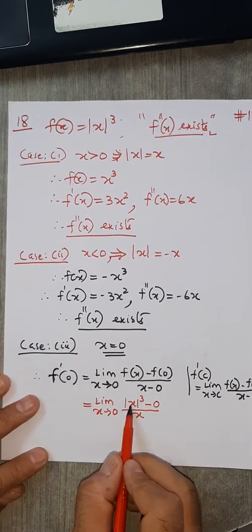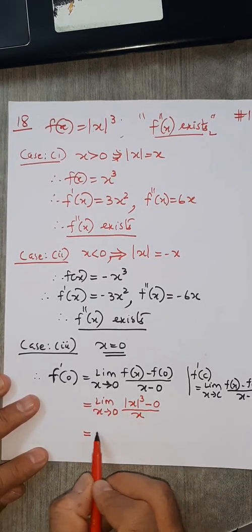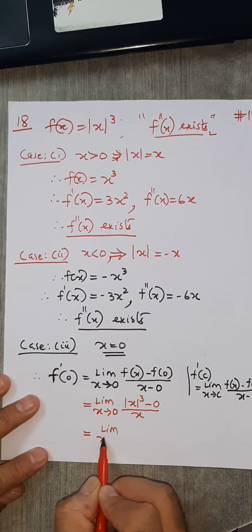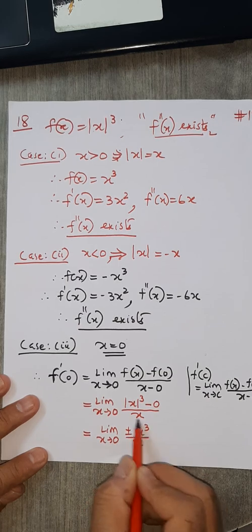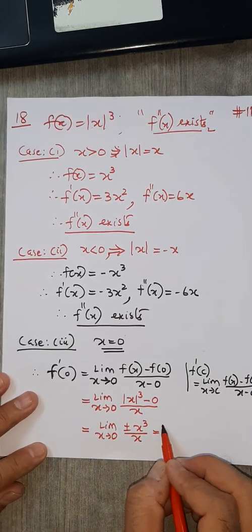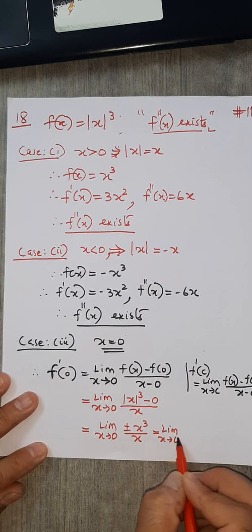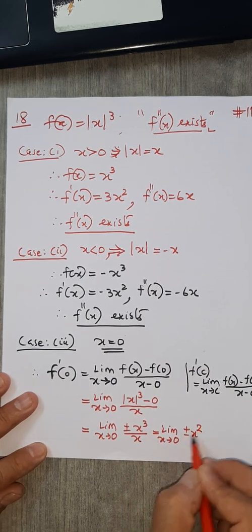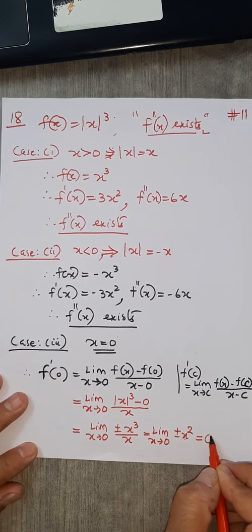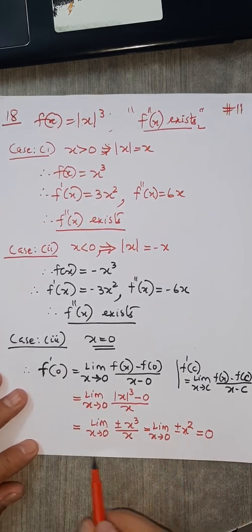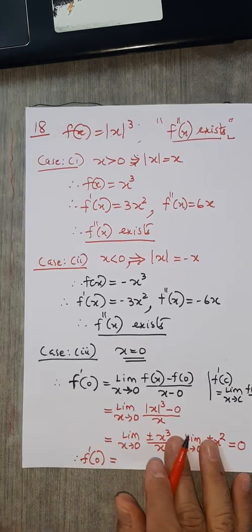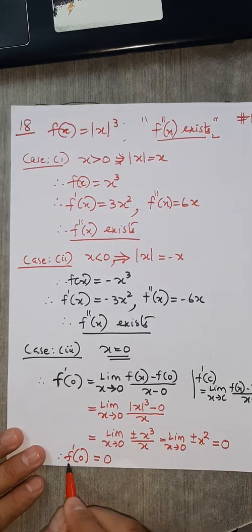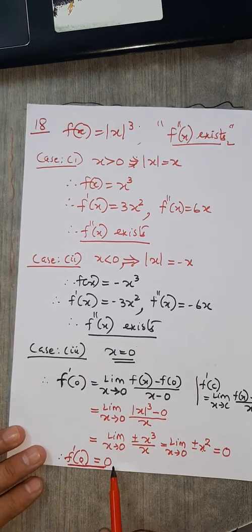Now this might be positive or negative, so you can have the limit as x tends to 0 of plus or minus x cube upon x. So this is just x squared. So this is the limit as x tends to 0 of plus or minus x squared, and as x tends to 0, this is 0. Remember. So what you have shown here is that f dash at 0 exists and its value is 0.